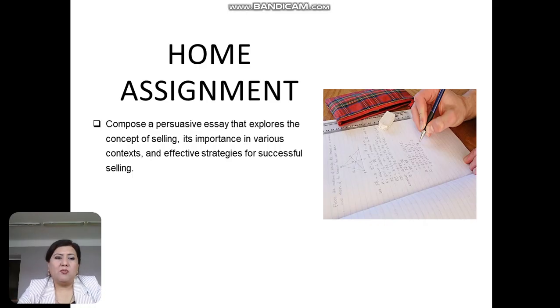And home assignment. Compose a persuasive essay that explores the concept of selling, its importance in various contexts, and effective strategies for successful selling.